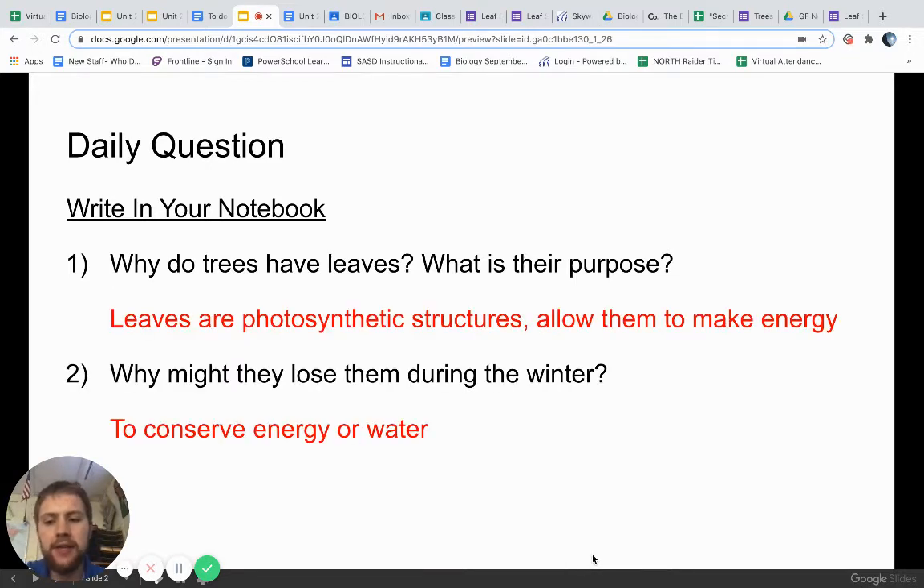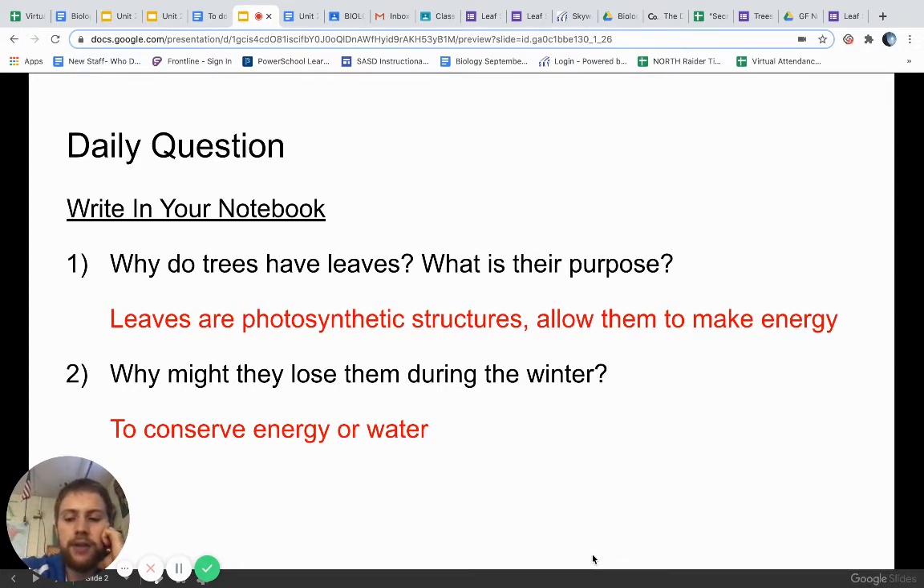So trees have leaves because they need leaves in order to photosynthesize, in order to convert light energy into chemical energy. So leaves are photosynthetic structures, allowing them to harness the sun's energy and make their own energy. And why might they lose them during winter? Essentially, it's to conserve energy or water. So one of the two.